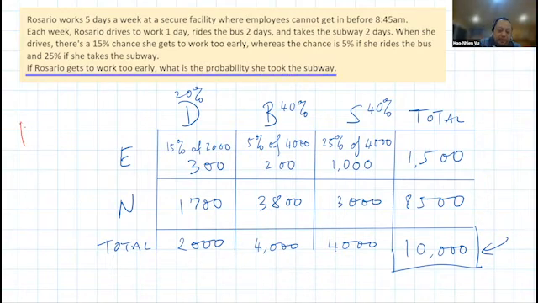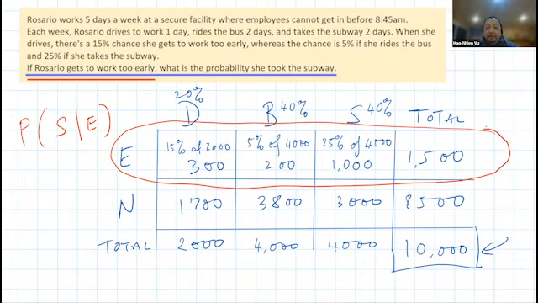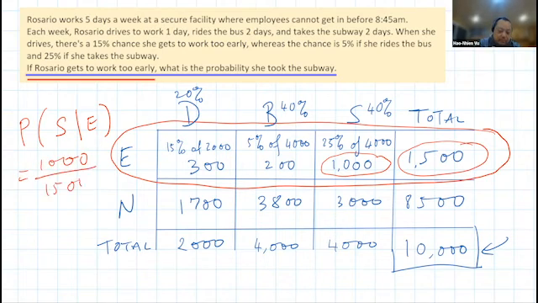And now the question asks for the probability that given that Rosario is early, what's the probability she took the subway? Well, here are all the times when she's early. That's total 1,500 times. Of those 1,500 times, she took the subway 1,000 of them. So the probability is 1,000 out of 1,500. And I simplify this, I get the answer of 2/3. The chance that Rosario took the subway, if she's early, is 2 out of 3.